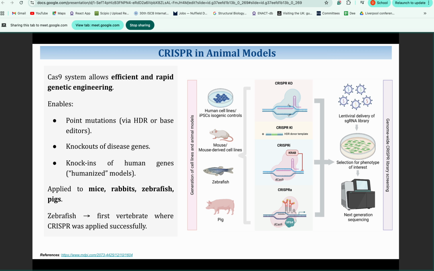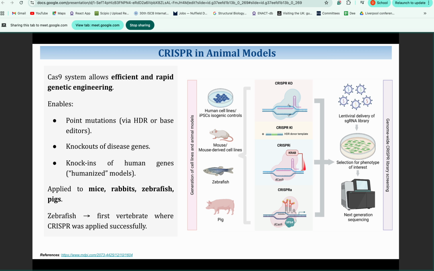So now on the right side, if you can see, I have shown the generation of cell lines and animal models using the CRISPR technique. So human cell lines, iPSC isogenic controls, mouse derived cell lines can be taken, zebrafish and pigs, and now we are using the CRISPR knockout, in which we can knock out the gene, we can use CRISPR knock-in in which we can use the HDR donor template, with which after the double strand break we can insert the gene of interest.